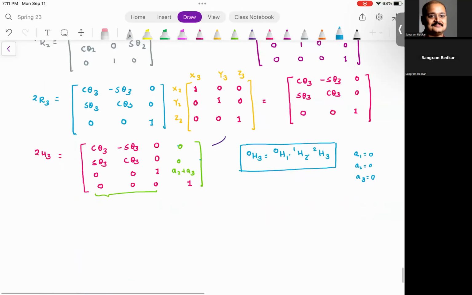So I don't think I have time. But what we should do is, and actually there is a script online, so you can run this. And at the end, substitute a1 is equal to 0, a2 is equal to 0, a3 is equal to 0. And that will give you a very beautiful result. And that is called the DCM.